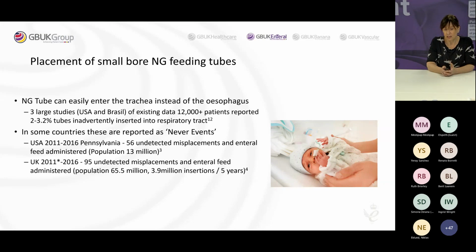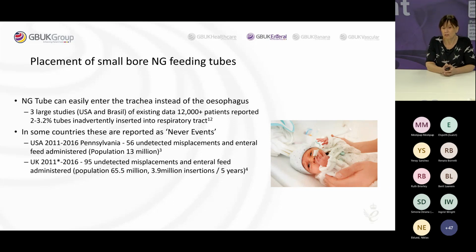But in places like the state of Pennsylvania in the United States and in the United Kingdom, it is mandatory to report these events when the tube is placed into the wrong place and enteral feed is administered to the patients. So in Pennsylvania, over the 5-year period between 2011 and 2016, there were 56 undetected misplacements where patients had feed administered, over a population of 13 million people. In the United Kingdom, over the same period, with a population of 65.5 million people, there were 95 undetected misplacements, and enteral feed was administered to those patients.